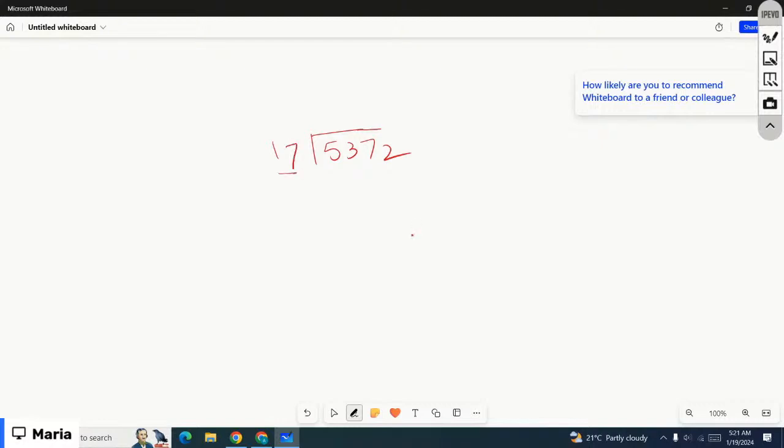Okay, so start with the 2 digits, right? You have to divide 53 by 17. Count the table of 17 until 53 or the number that is less than 53, right? So let me just count. 17 times 1 is 17, 17 times 2 is 34, 17 times 3 is 51, 17 times 4 is 68. We can go for 17 times 3, right? 17 times 3 is 51.